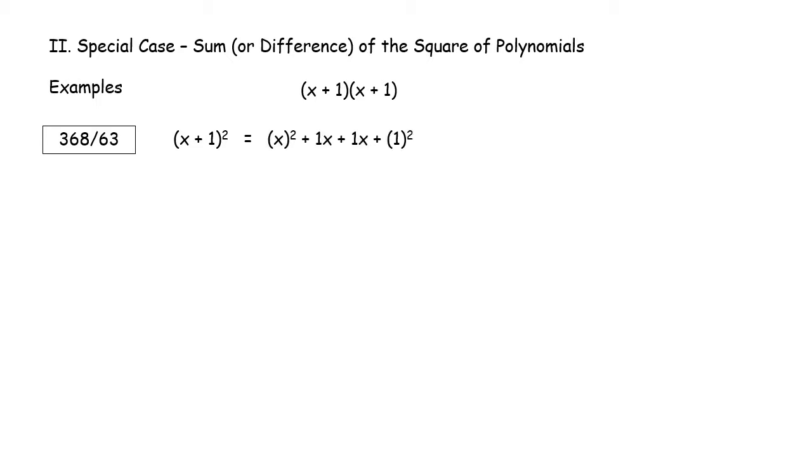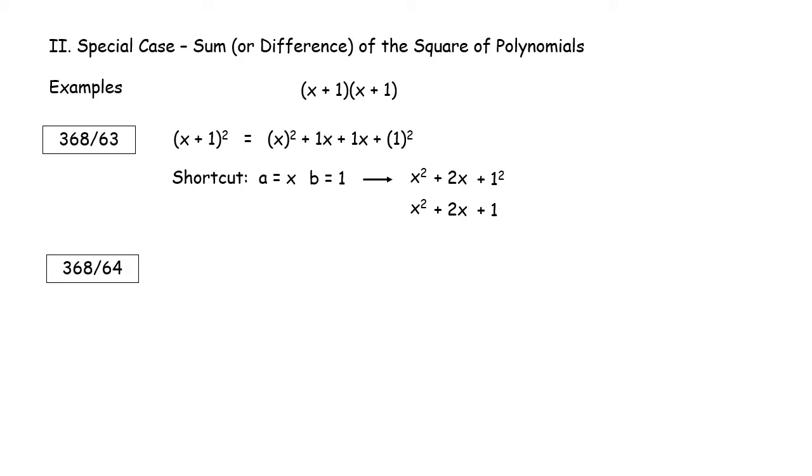Here are examples of the special case when you have the sum or difference of the square of polynomials. Problem 63, page 368. x plus 1 squared is the same as x plus 1 times x plus 1. When we do FOIL, it will be x squared plus 1x plus 1x plus 1 squared. Our shortcut tells us to take a, which here is x, and b, which here is 1, square the first term, square the b term, and then multiply the two terms by 2, which gives x squared plus 2x plus 1 squared. Simplified, that's x squared plus 2x plus 1.